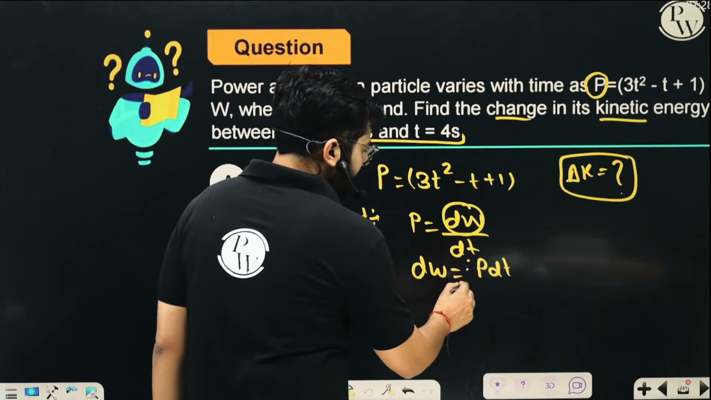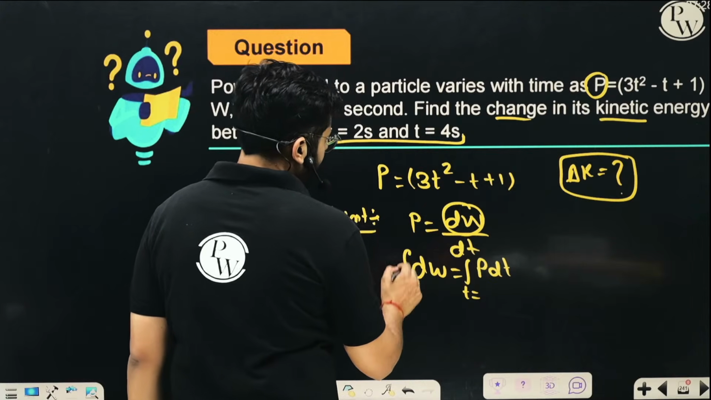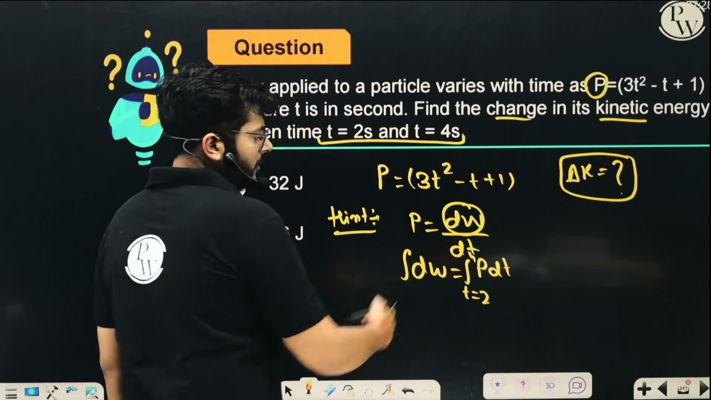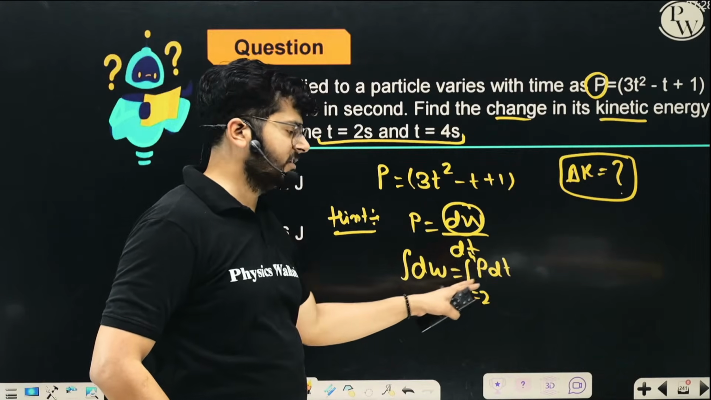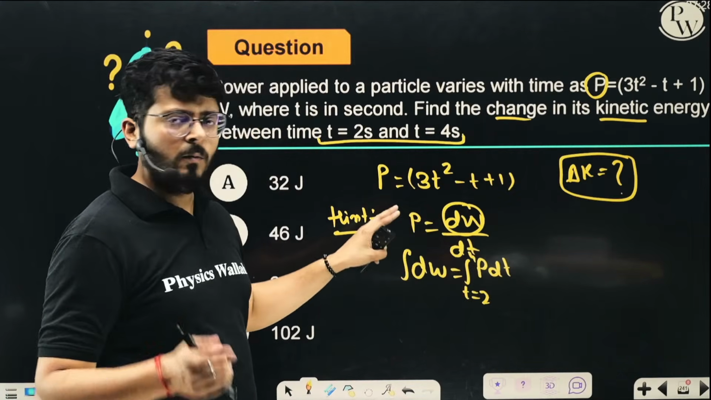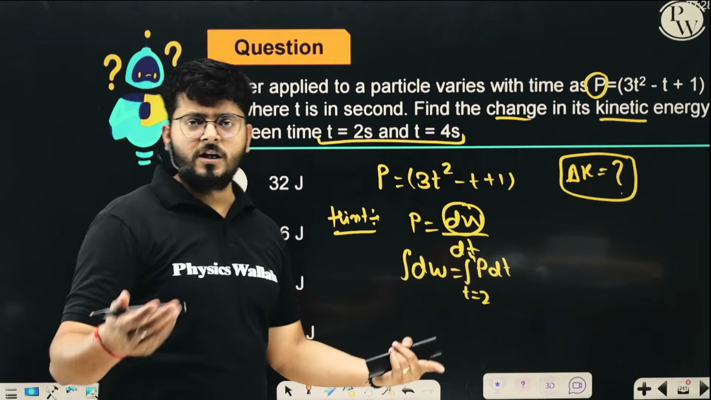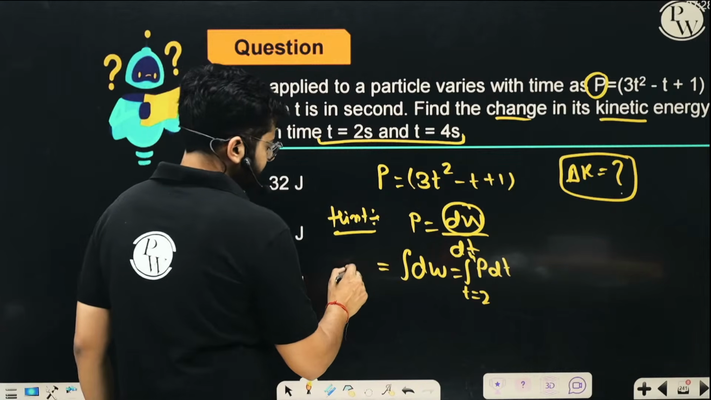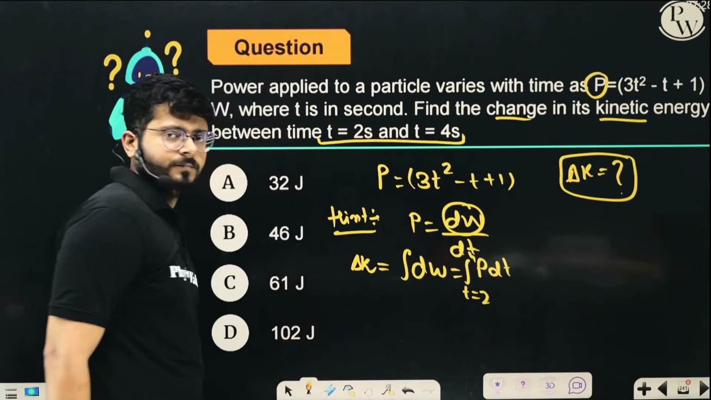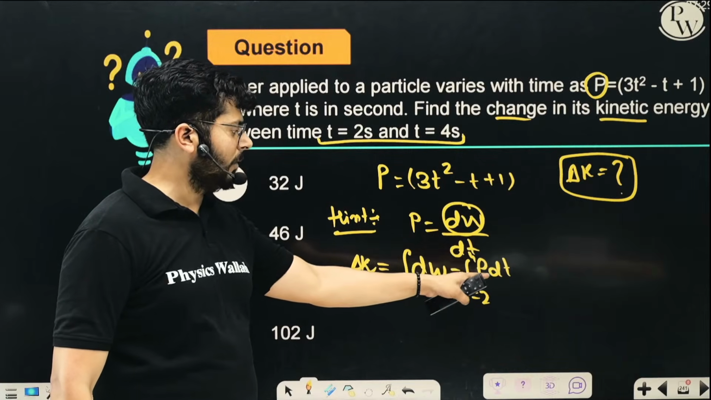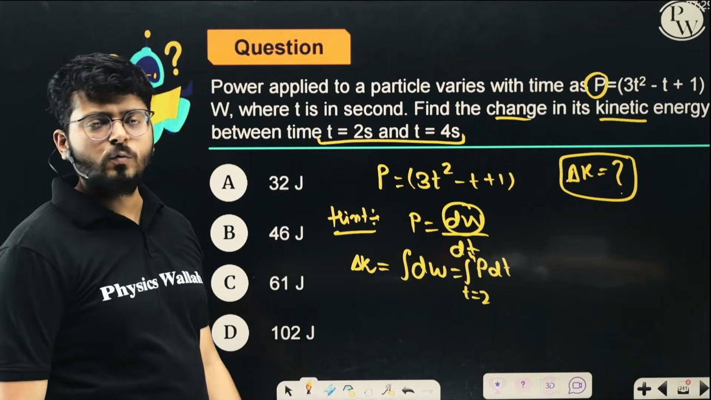In a certain interval, how much work will be required? We can say that if you integrate it for this duration, t from 2 to 4, you will have the amount of work required for this specific change. And you know that by work energy theorem, whatever work you have required, that is equal to the change of kinetic energy. That's it. That was the entire concept. The change of kinetic energy is the integral from 2 to 4 of P dt. P is already given, 3t square minus t plus 1.